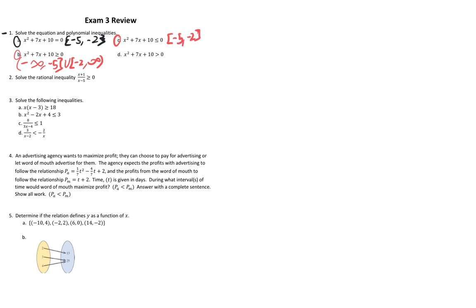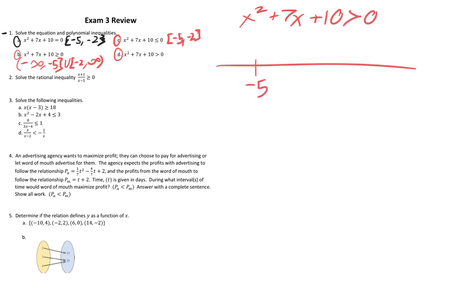So now looking at part D, going to do it in the same color of red. We want to know when x squared plus 7x plus 10 is greater than 0. So going back to our number line, we have that -5, -2 here. We said when it was less than -5, it was positive. Between -5 and -2, it was negative. And greater than -2, we said it was positive, right?